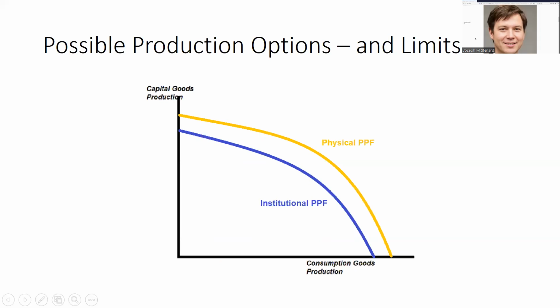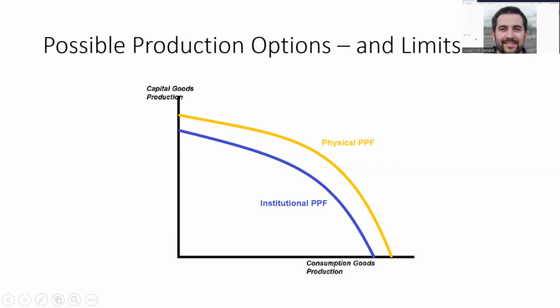So when we look at the production possibilities options and their limits, we understand that because it's a frontier, it's totally impossible to have production outside of the frontier. But you might say, given this current level of technology and land, labor, capital, and entrepreneurship and so forth. But I wanted to show you a distinction between the institutional production possibilities frontier and the physical production possibilities frontier.